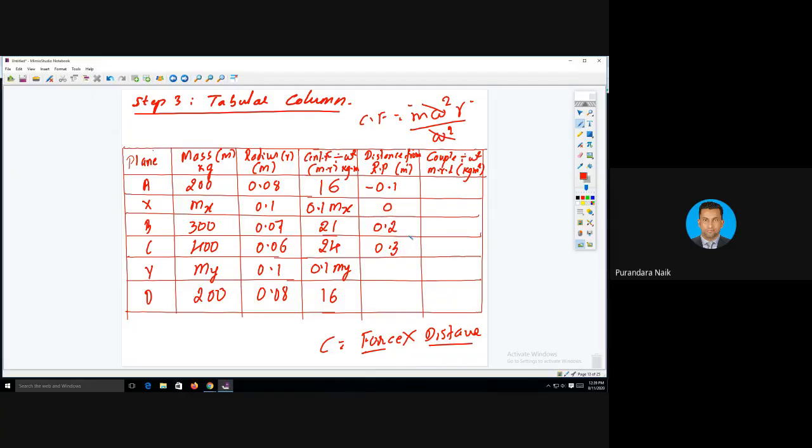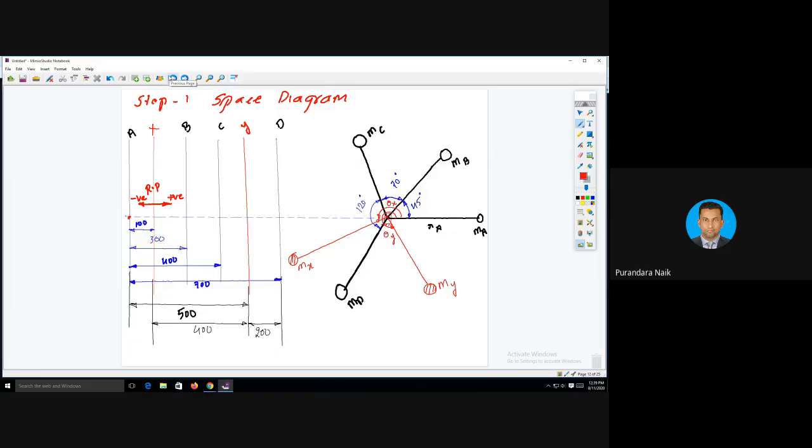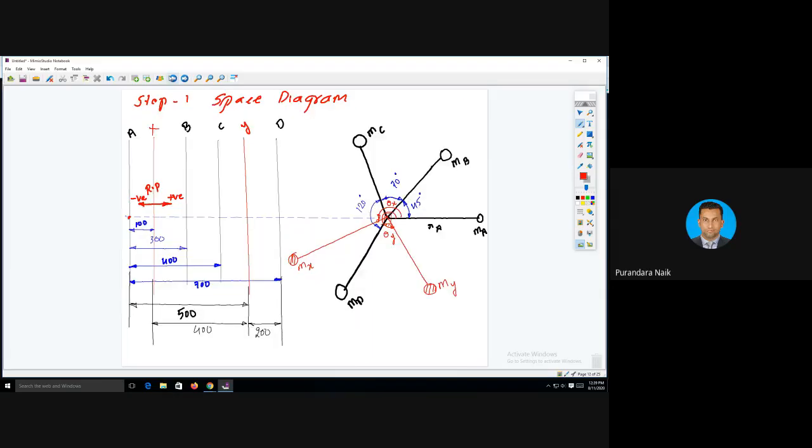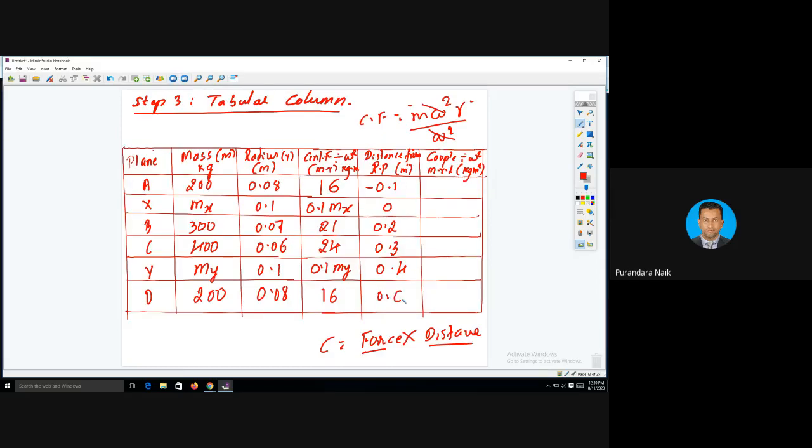Next, distance between X and Y. X to Y is given in the problem, 400, so 0.4. Next is distance between x and d. X to d is 400 plus 200, 600, so 0.6.